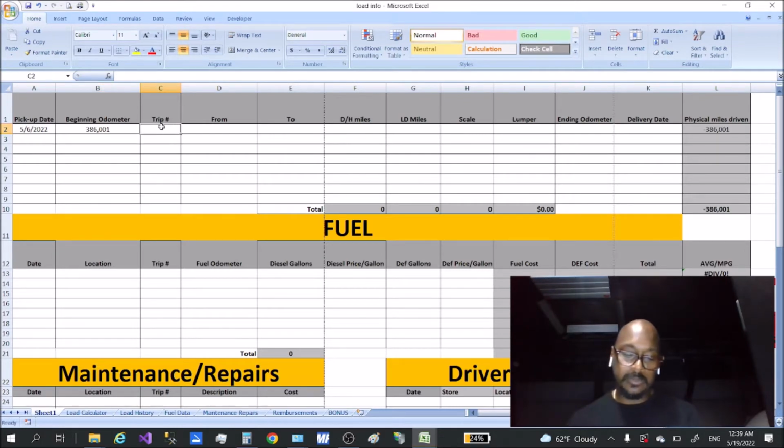My trip number, the trip number identifies the load that you pick up and deliver. And I picked this load up in Buckeye, Arizona. And I took it to El Paso, Texas.